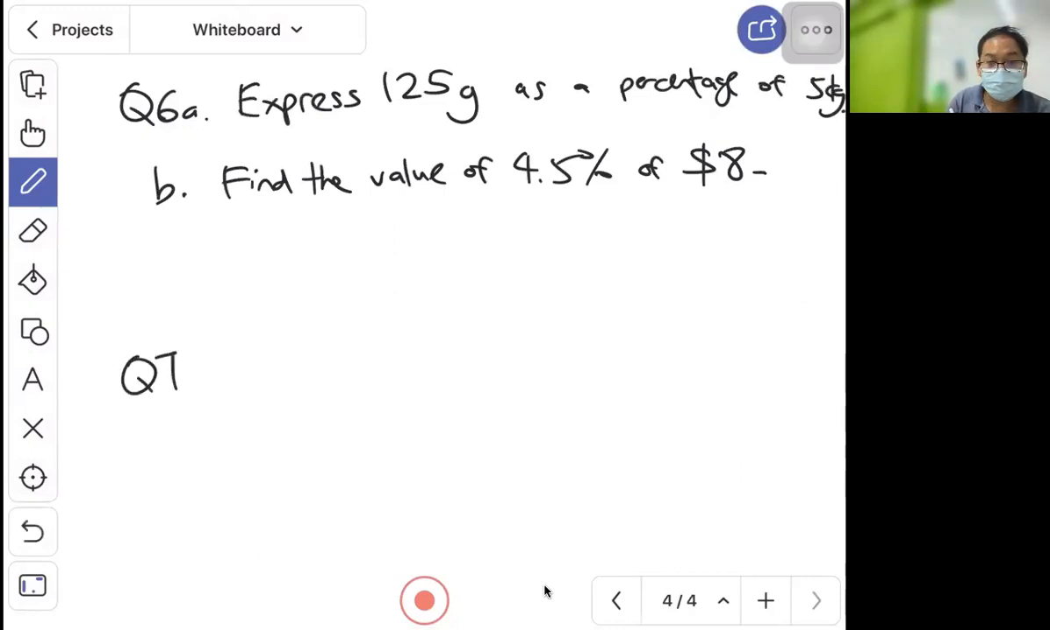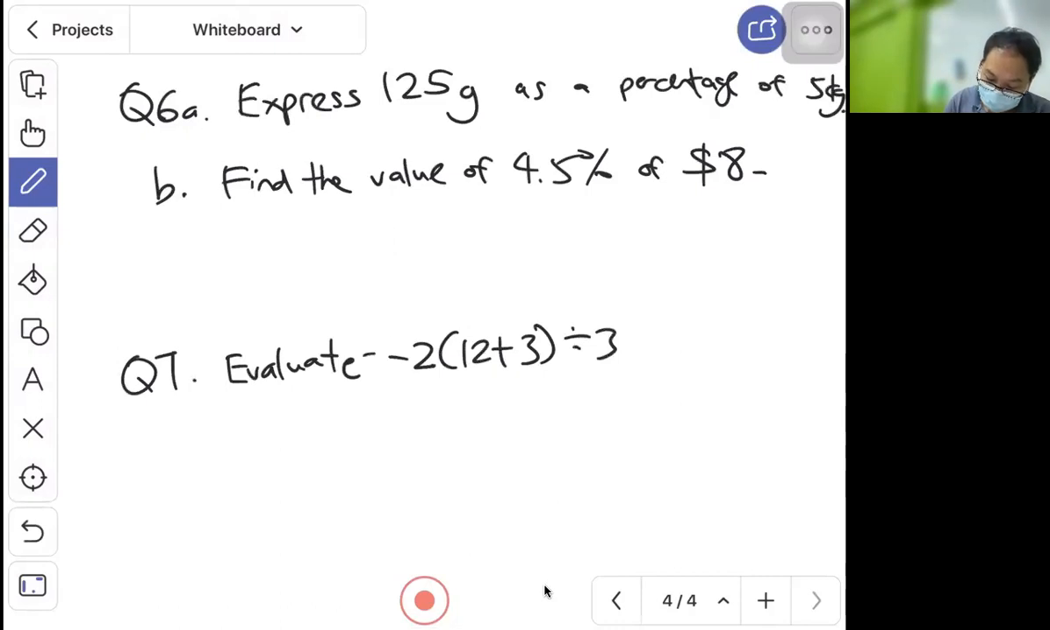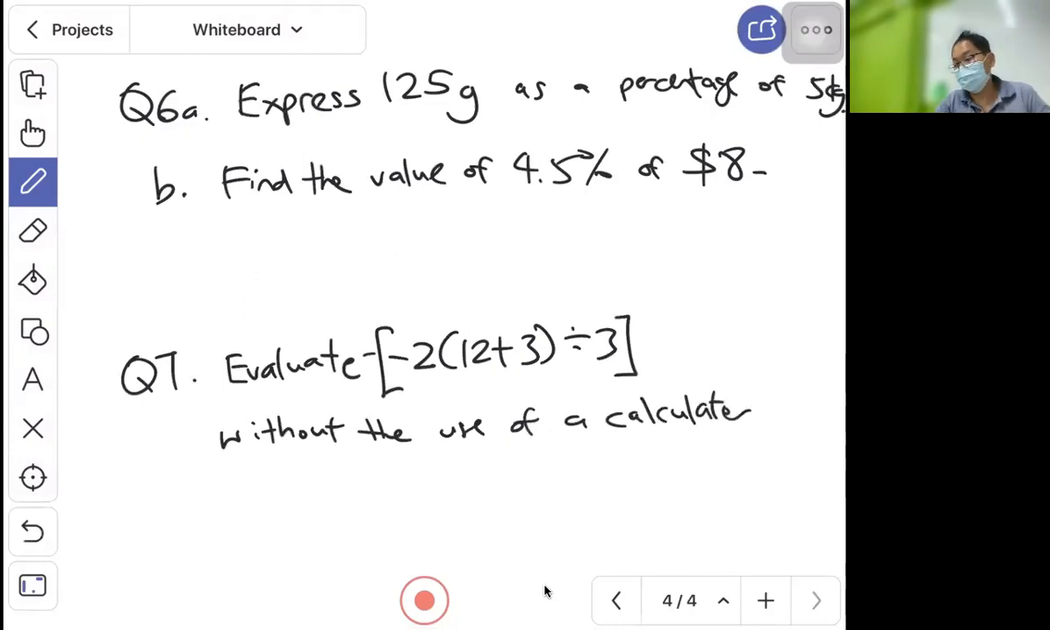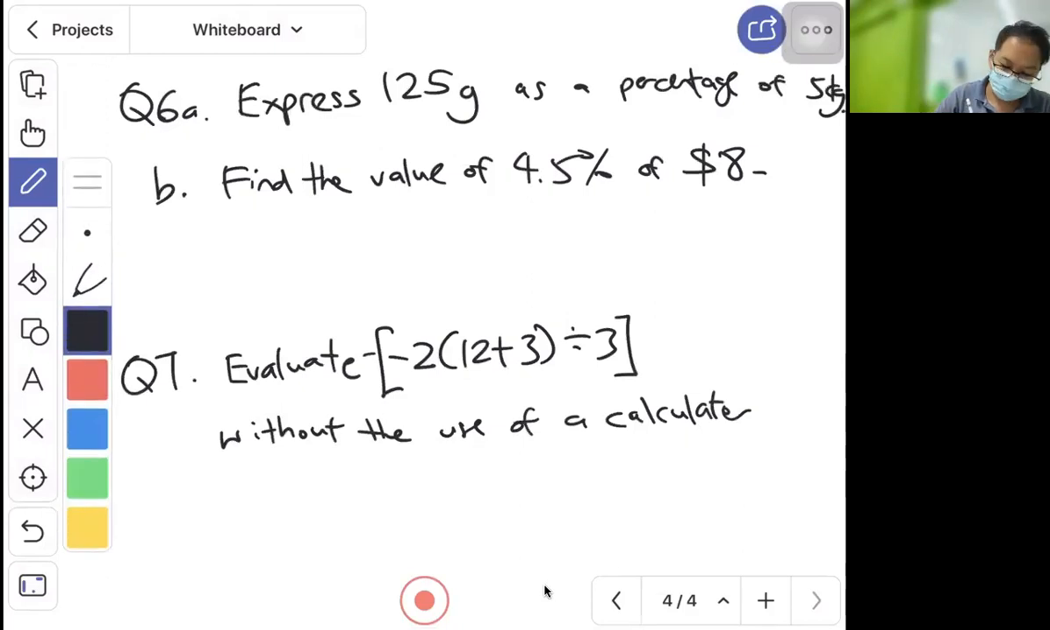Then question 7, evaluate negative 2 bracket 12 plus 3 close bracket divided by 3, another negative here, without the use of a calculator. Check everything.